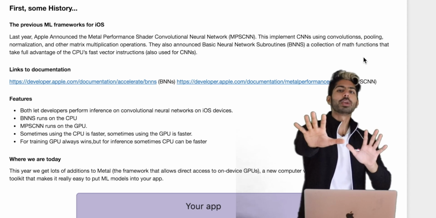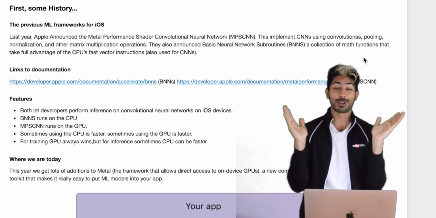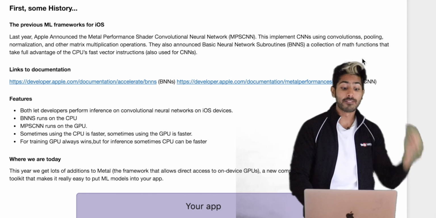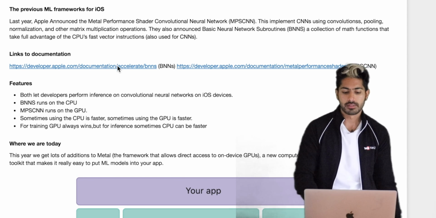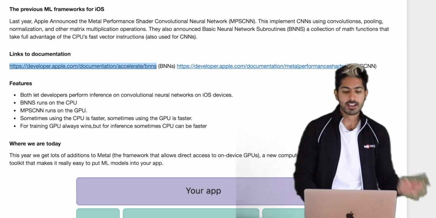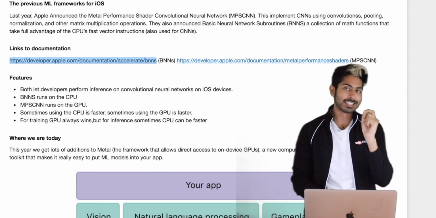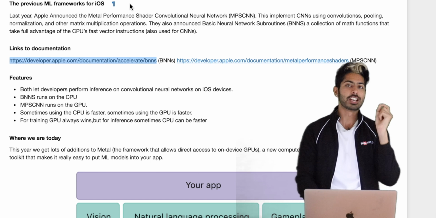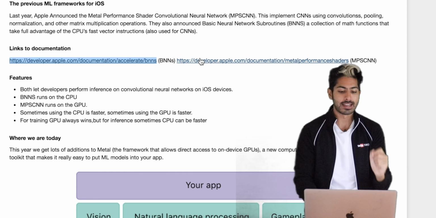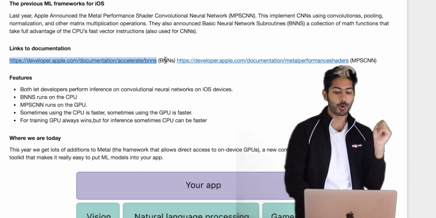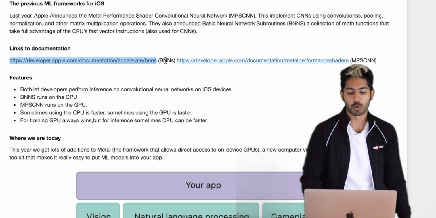Before we get into the features, let's just talk about some history here. This is not the first machine learning framework that Apple has released. In fact, last year it released two of them, to not as much hype as CoreML had. So get ready for some acronyms. The first acronym is MPSCNN, which stands for Metal Performance Shader Convolutional Neural Network. And the second one is BNNS, which stands for Basic Neural Network Subroutines.